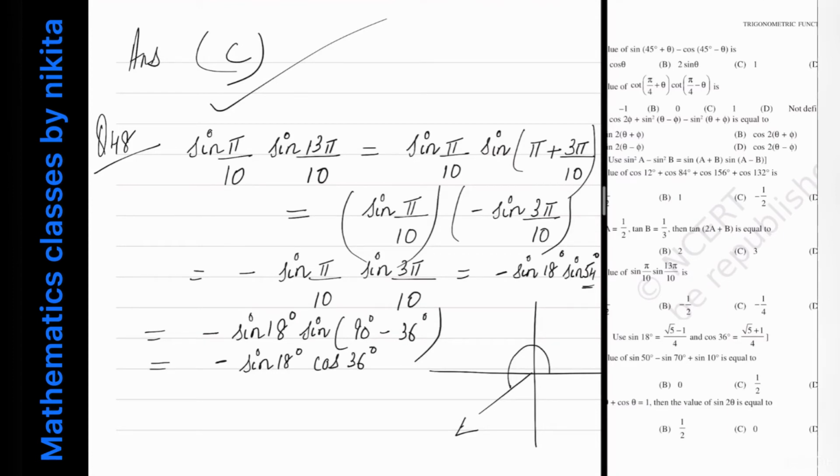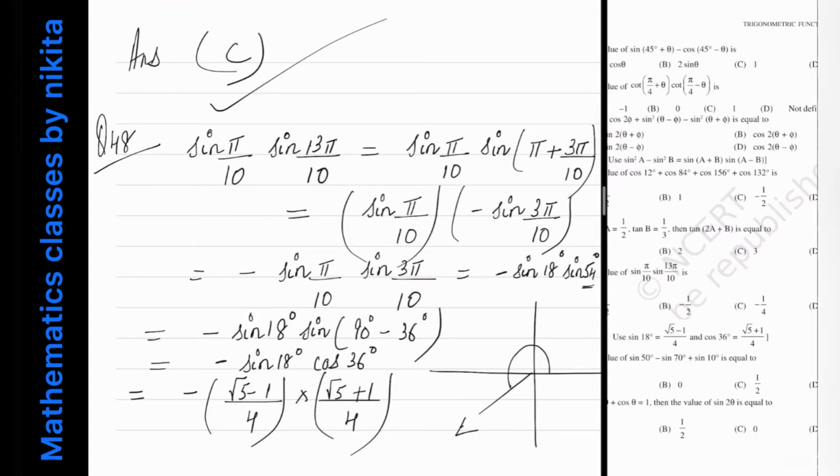अब आप देख सकते हो आपके पास दोनों वैल्यूज यहाँ पे गिवन है, sine of 18 degrees and cos of 36 degrees. So now just substitute the values. So what you will get, √5 minus 1 divided by 4 into √5 plus 1 divided by 4.